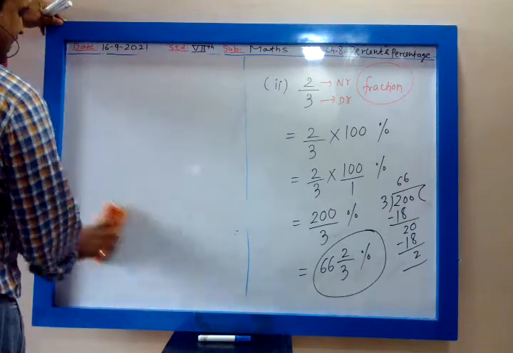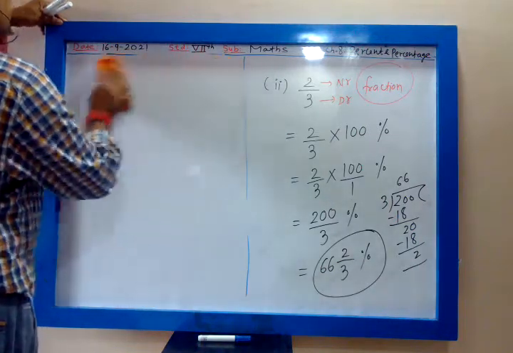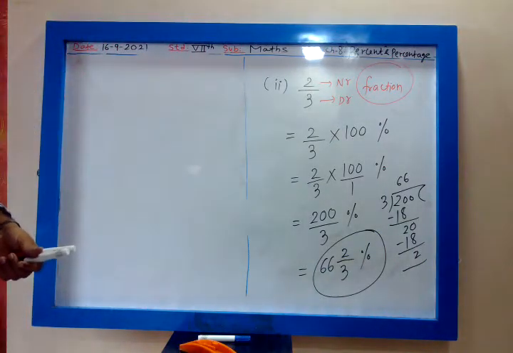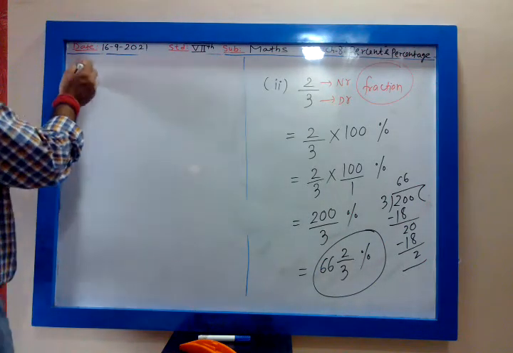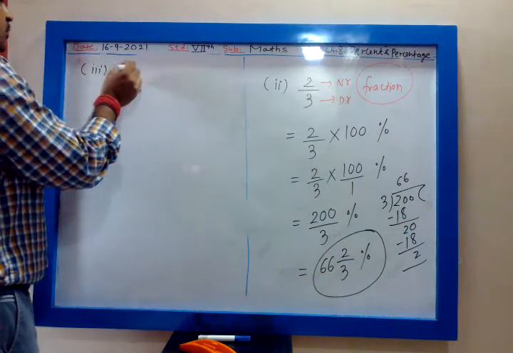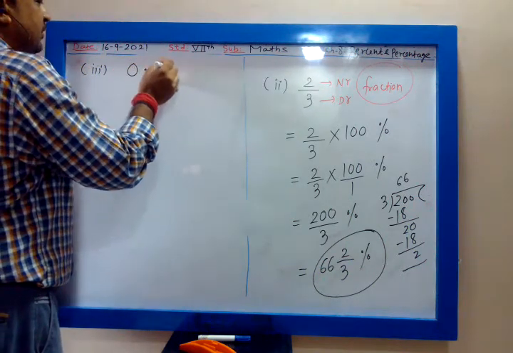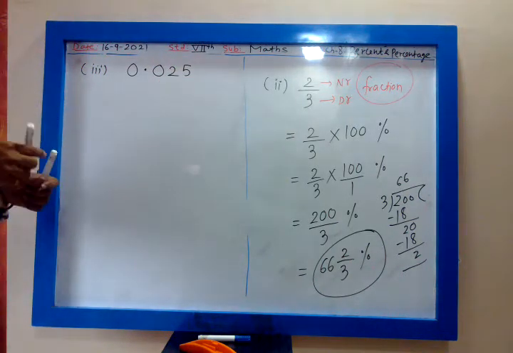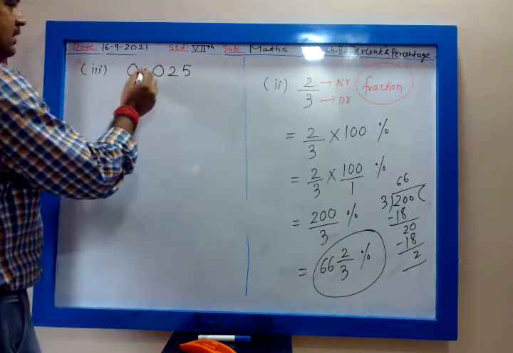Then we have seen how to convert decimal into fraction. Whenever we have a fraction, we multiply by 100, we get percentage. Third is 0.025. Now we convert this decimal into fraction. How will you convert this decimal into fraction? Remove the decimal.